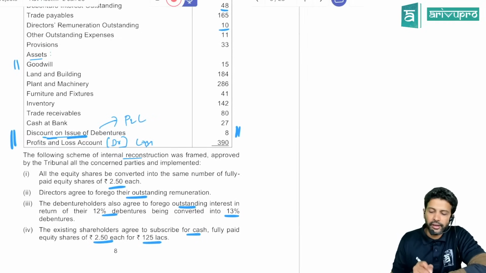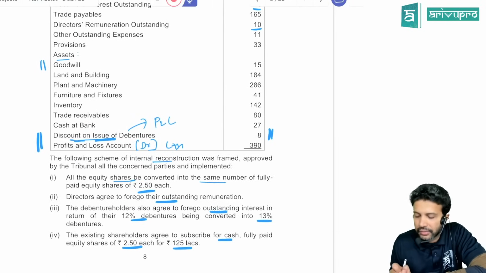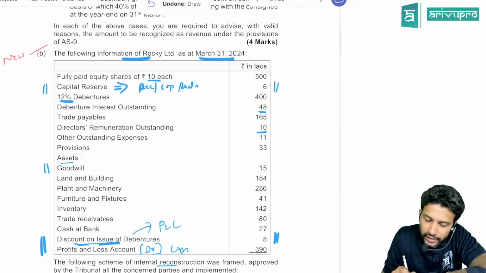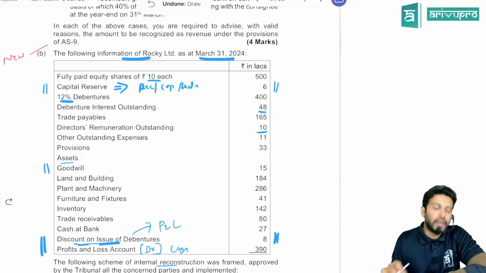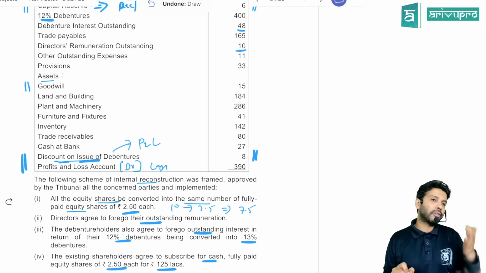Following scheme of internal reconstruction was framed and approved by the tribunal and all the concerned parties. First, all equity shares are to be converted into the same number of fully paid equity shares of 2.5. Currently how much is the face value of each share? 10. From 10 it is becoming how much? 2.5. That means how much is the sacrifice made by one shareholder? 7.5.